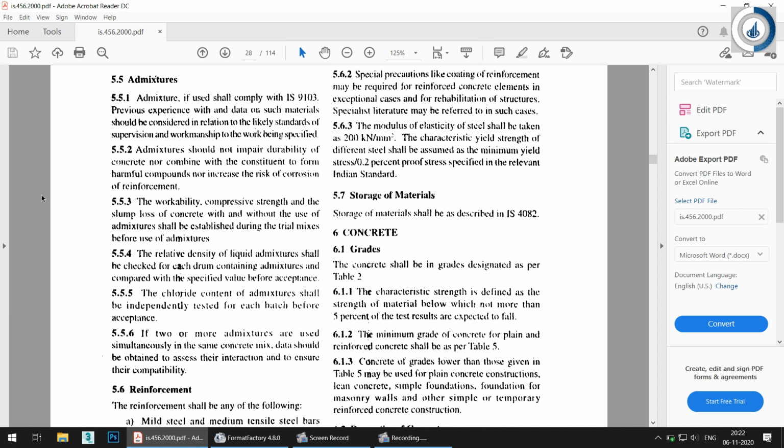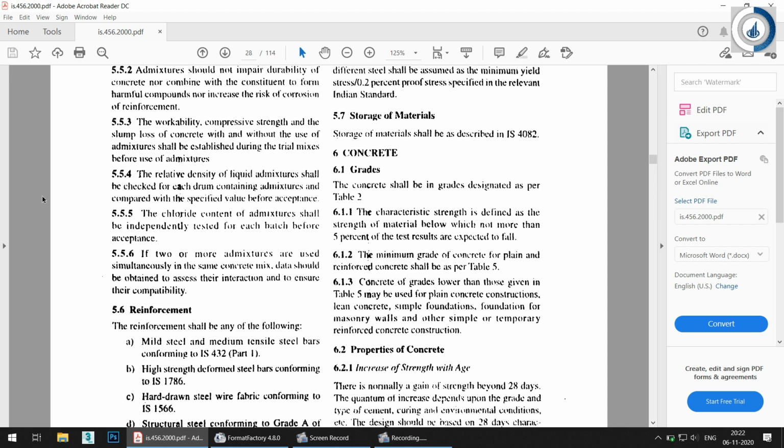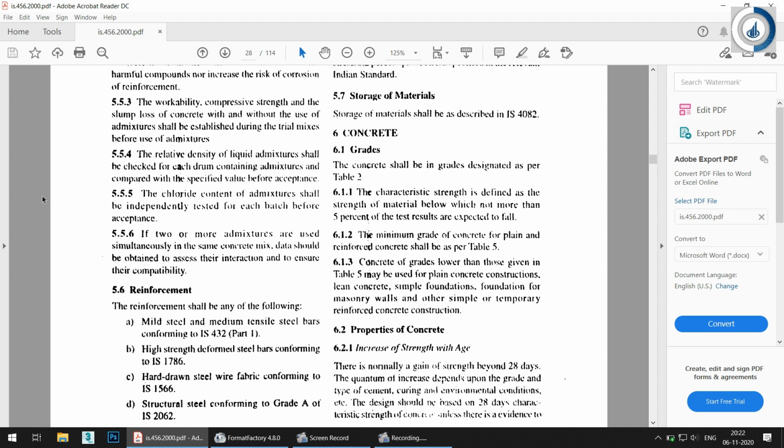And if two or more admixtures are used simultaneously in the same concrete mix, data should be obtained to assess their interaction and to ensure their compatibility. So if you are using two admixtures, you have to see whether the two admixtures are compatible with each other or not, and also you have to check the values of those particular admixtures before using two admixtures in the same mix. And next is the last point of this fifth clause of IS 456, which is reinforcement.